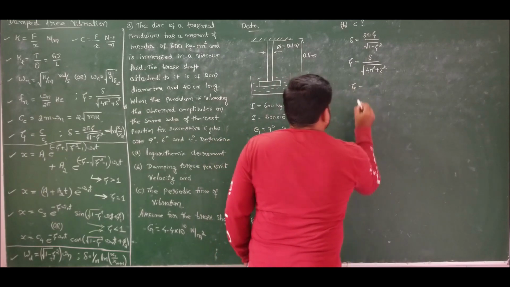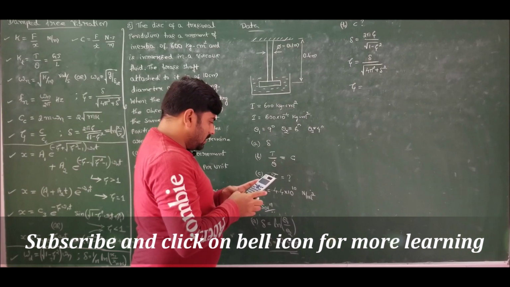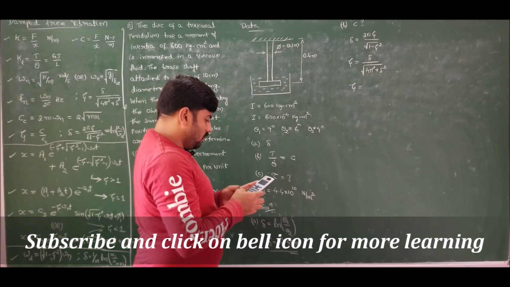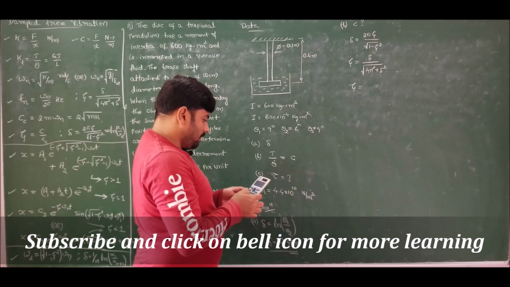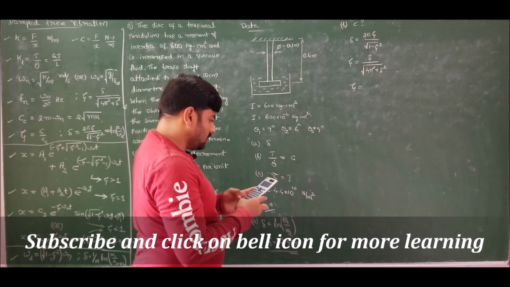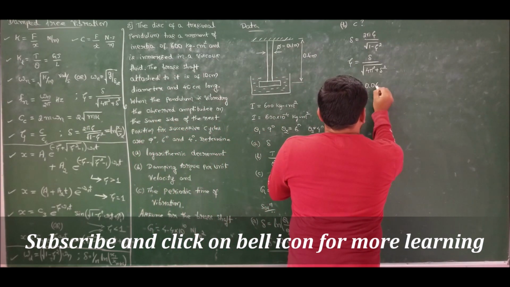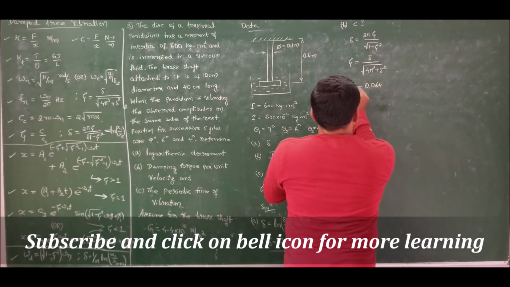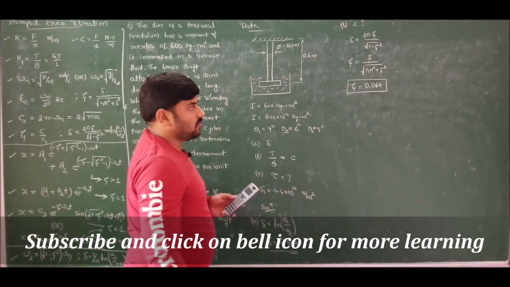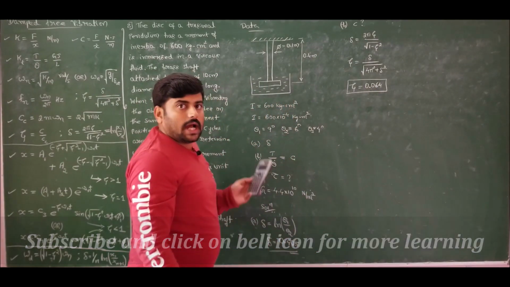So I know delta is 0.405. So logarithmic decrement 0.405 divided by root of 4 pi square plus delta square, 0.405 square, which is turning out to be 0.064. So I got the value of zeta as 0.064. Since the value of zeta is less than 1, this is also an underdamped vibrating system.